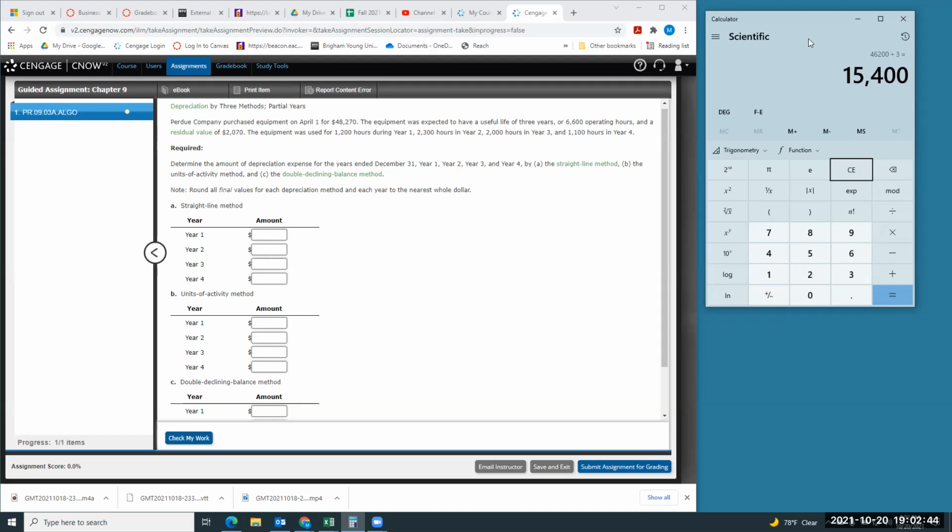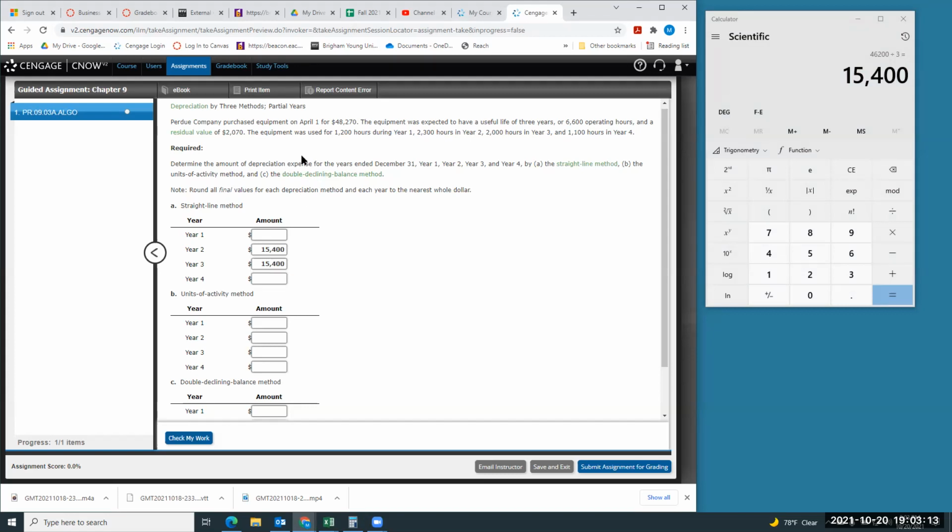This would be super easy if we had purchased this asset on January 1st, because then we would just have 3 years and it would be $15,400 for each of the 3 years. But because this asset was purchased on April 1st, we're going to have a partial year on the first year and a partial year on the last year, year 4. The 2 middle years will actually depreciate a full year's worth of the asset's cost, so $15,400.